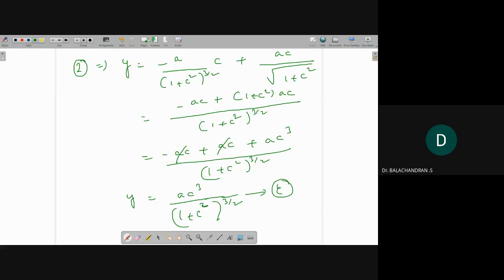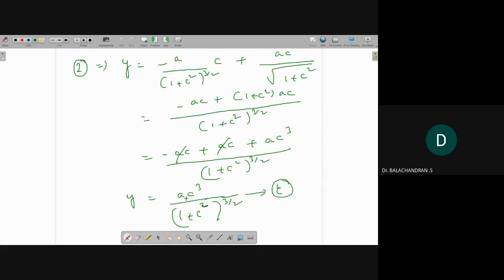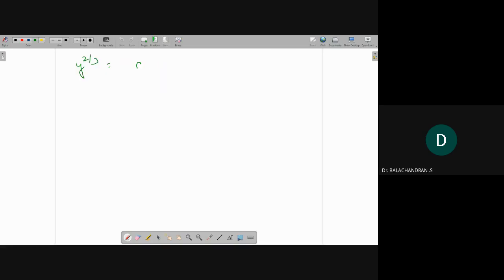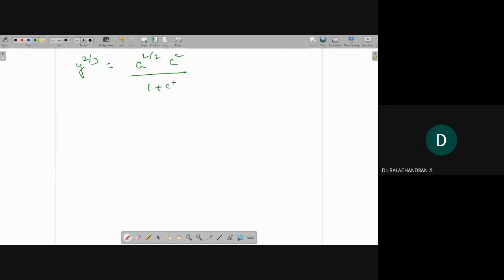Now y power 2 by 3 equal to a power 2 by 3 into, already you have c cube. C cube whole power 2 by 3 is c square, divided by, here I'm going to take whole power 2 by 3. Here 3 by 2 and 2 by 3 get cancelled. So 1 plus c square. So this is equation 5.